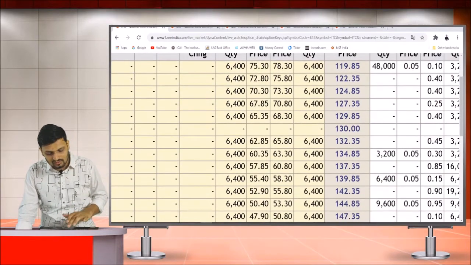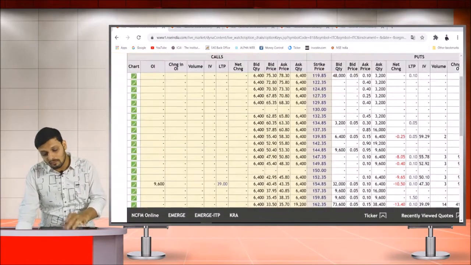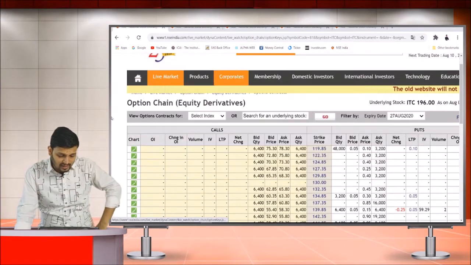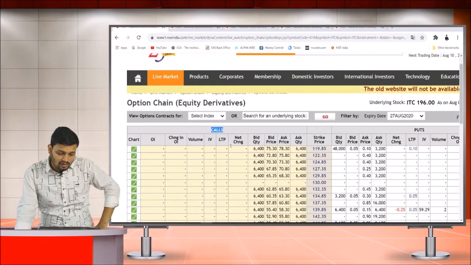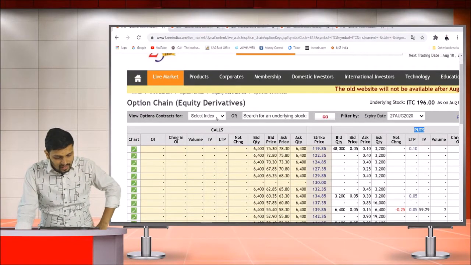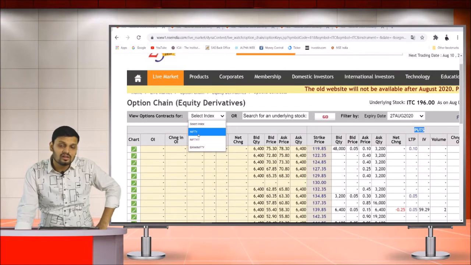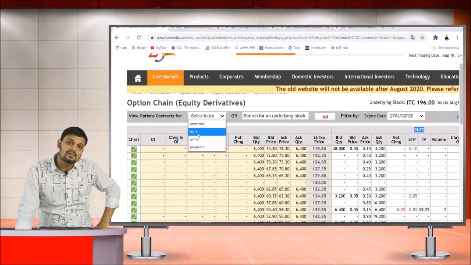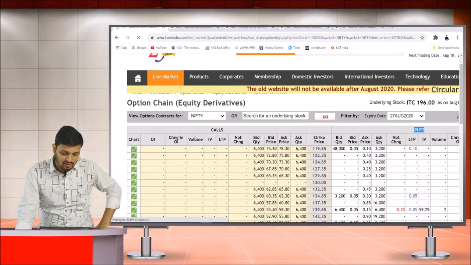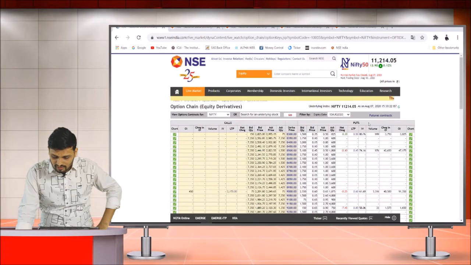What is all this? This is option chain analysis. Later you can also go here, find call, put, and try to change to Nifty. Nifty is the highest traded option. If you go to Nifty, you can find that.